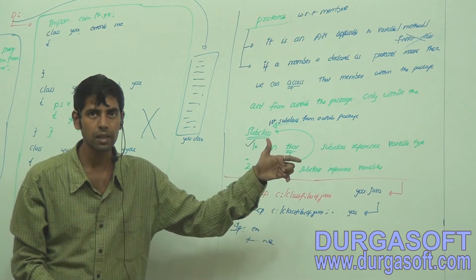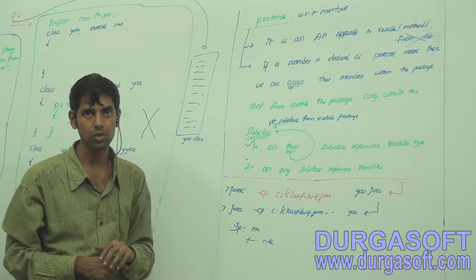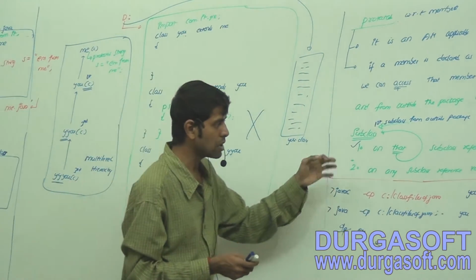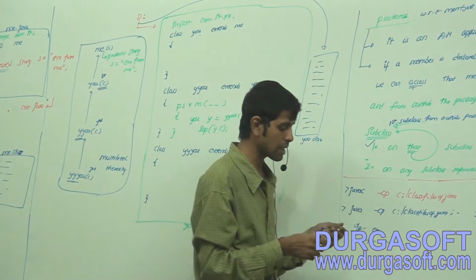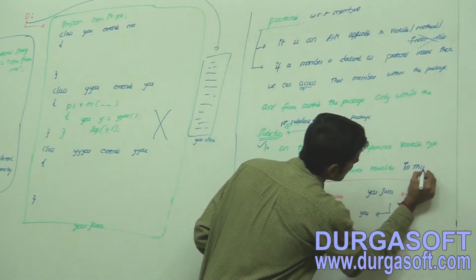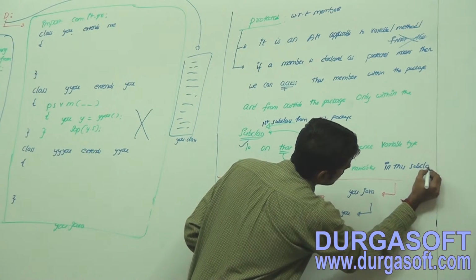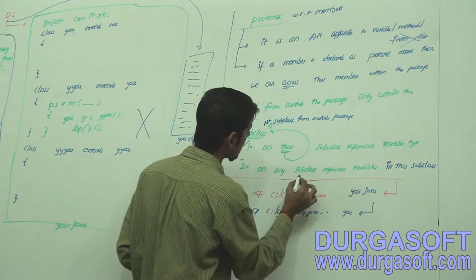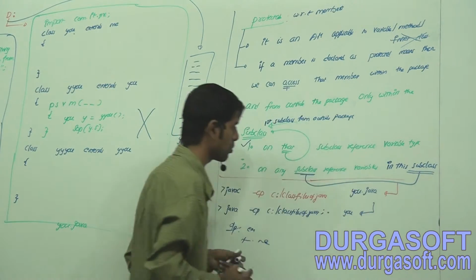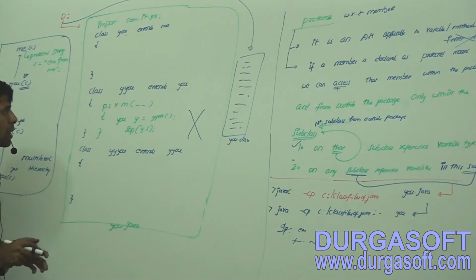Observe here, on any subclass reference variables in this subclass, or else I can put this one as in this subclass. Okay, in this subclass means this subclass and this subclass must and should be same. Okay, what is that? Observe here.